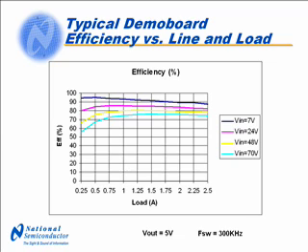Shown on this slide is an efficiency plot versus line and load for a 2.5 amp evaluation board. For current levels greater than 1 amp, the efficiency stays relatively flat, while increasing the input voltage has a negative effect upon the efficiency. Increasing the switching frequency would also have a negative effect upon the efficiency. This particular data was taken at 300 kilohertz.